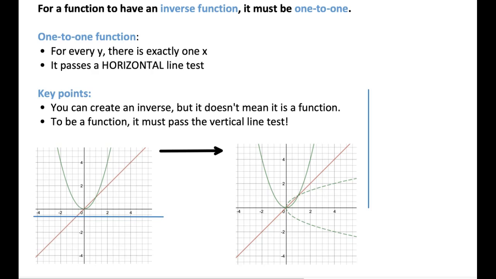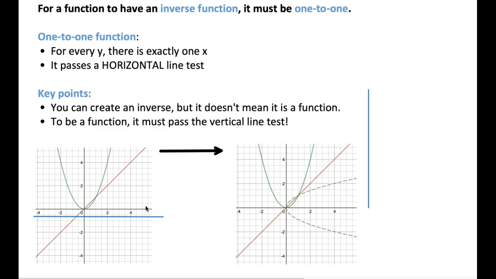Okay, so next we're going to be talking about inverse functions being one-to-one. This is one of those concepts that seems simple, but in practice is a little more complicated than you might think. So let me talk, then pause the video and write this down, and then we'll continue on. For a function to have an inverse function, it must be one-to-one. A one-to-one function means that for every y, there's exactly one x, which is the opposite of a function being a function. But it passes what's called the horizontal line test.